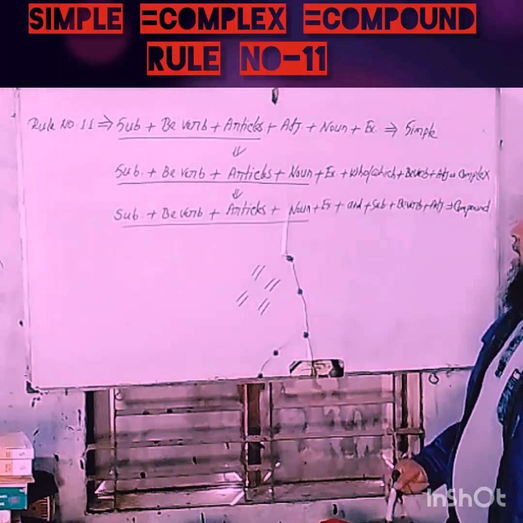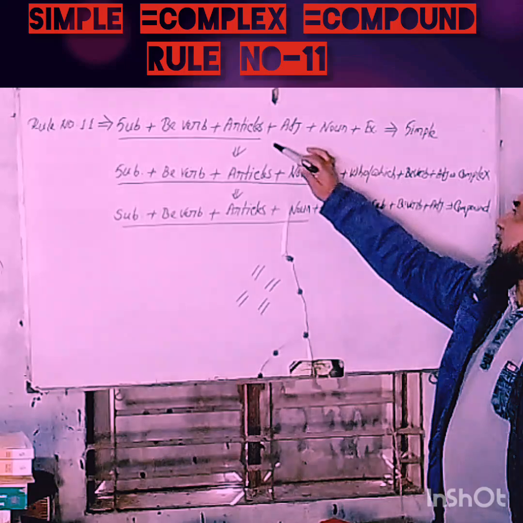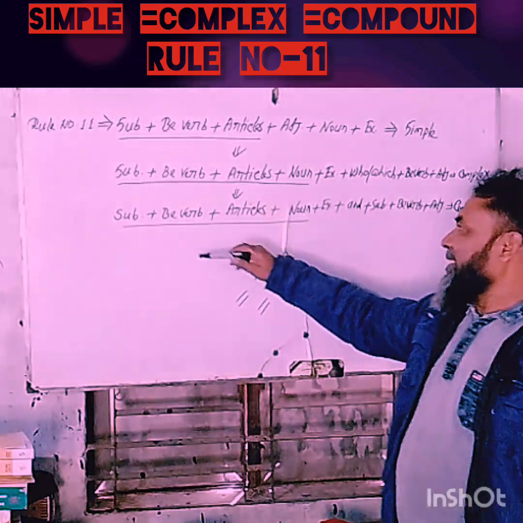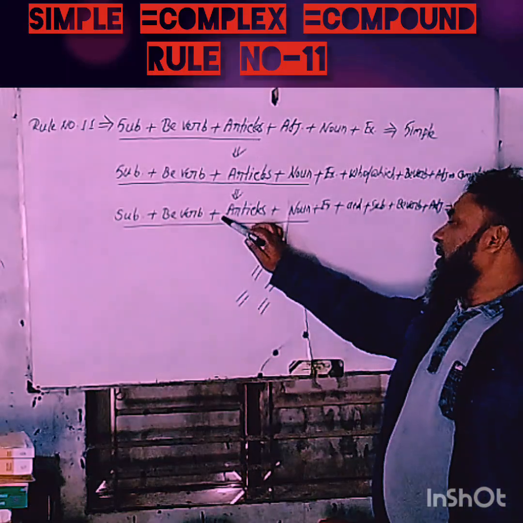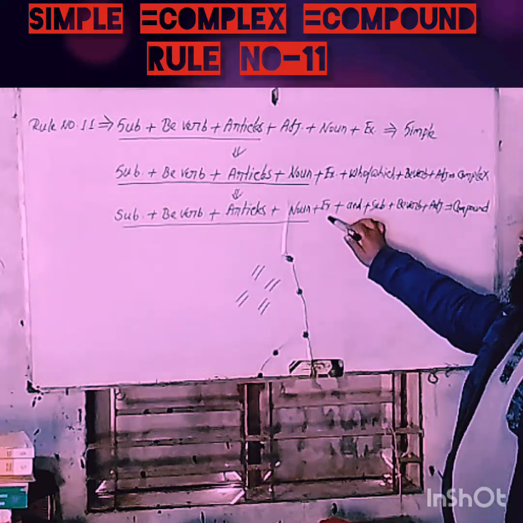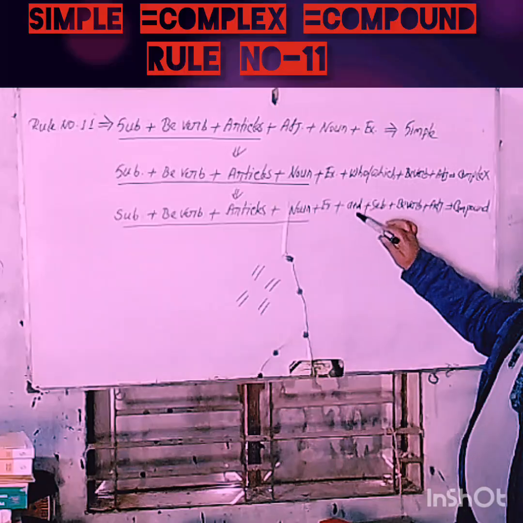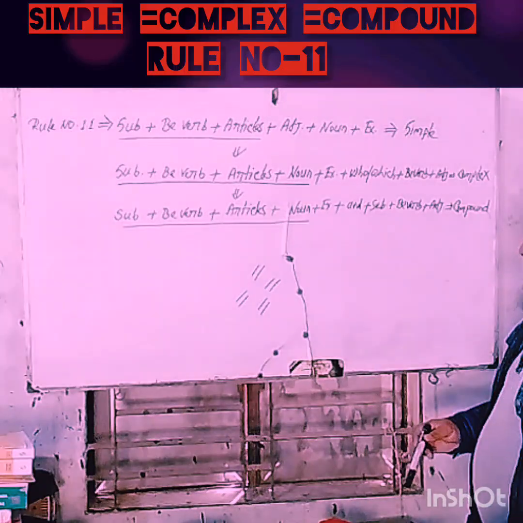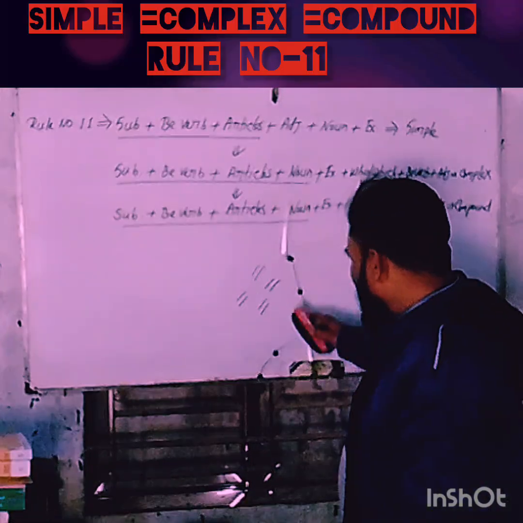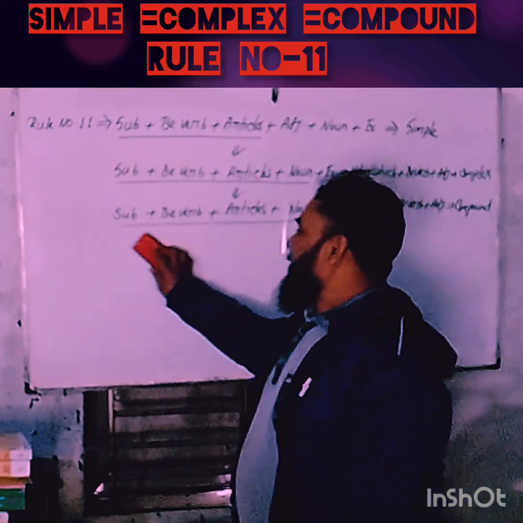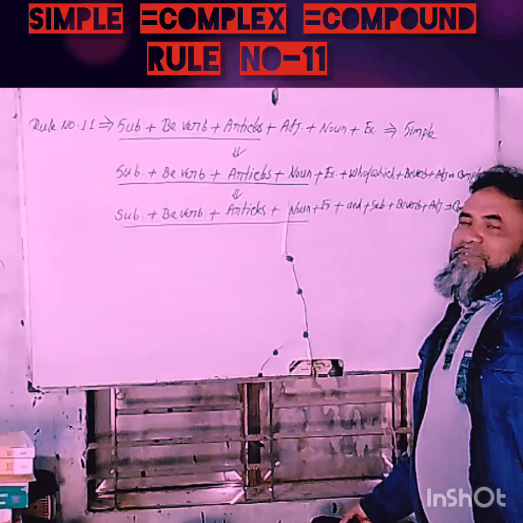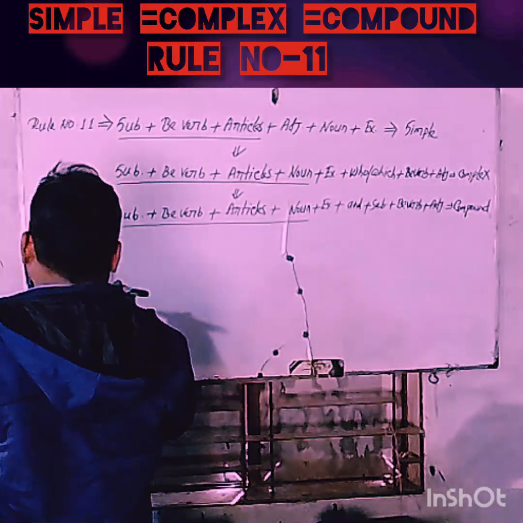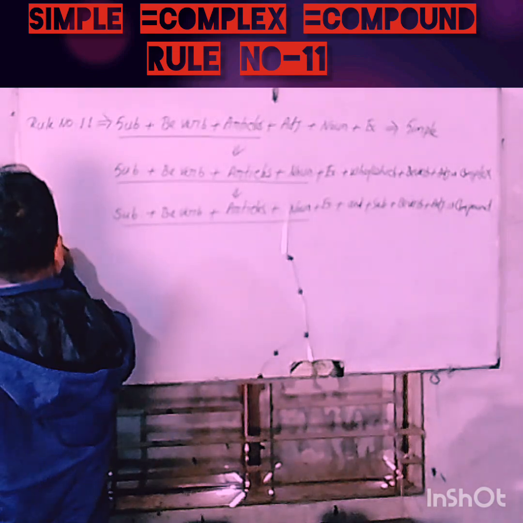Okay, my dear learners, when you are going to change a simple sentence into a compound sentence, you have to follow this structure: subject plus be verb plus article plus noun plus extension, plus and, plus subject plus be verb plus adjective. Okay, my dear learners, hope you have understood clearly. With the reference of these relationships, I'm going to show you some examples. So let's take a look at the board and try to understand.